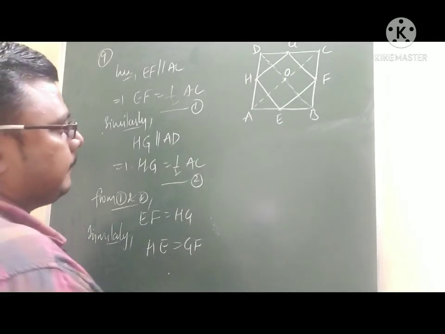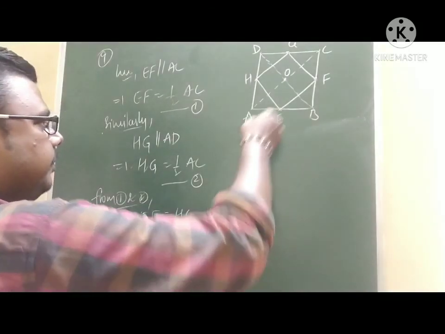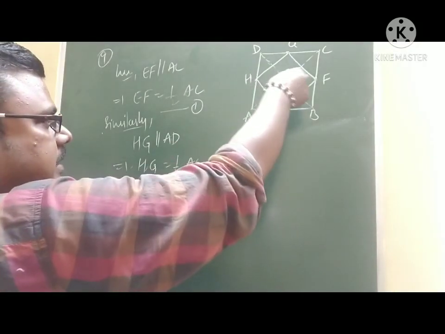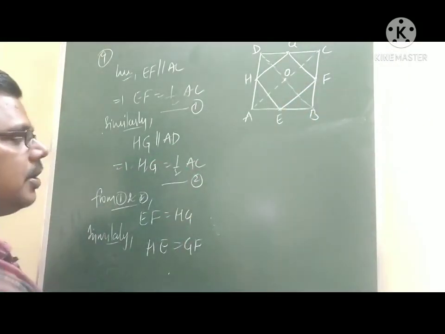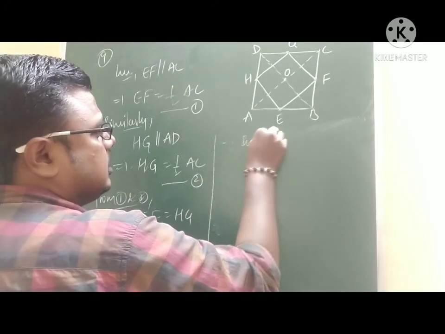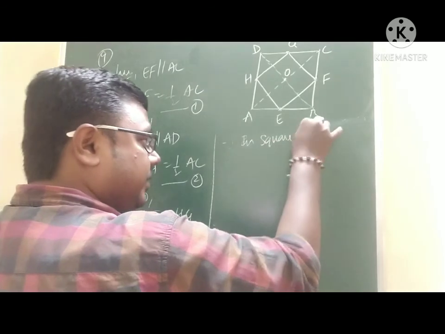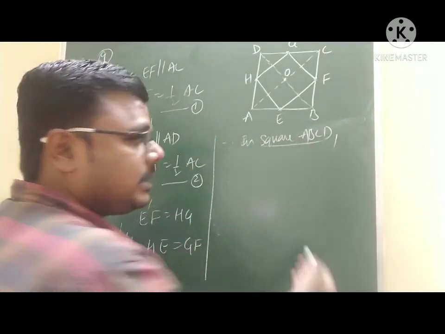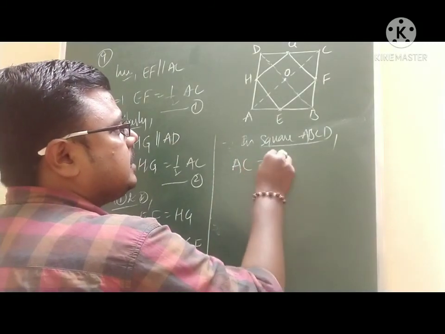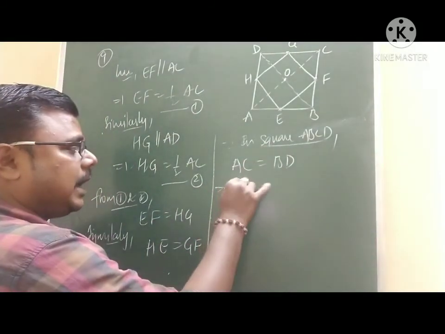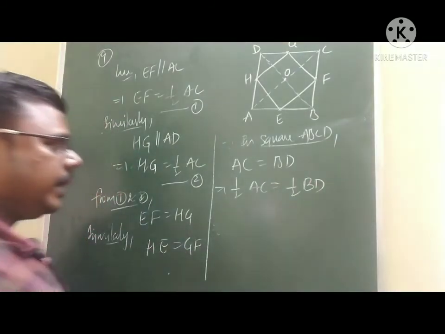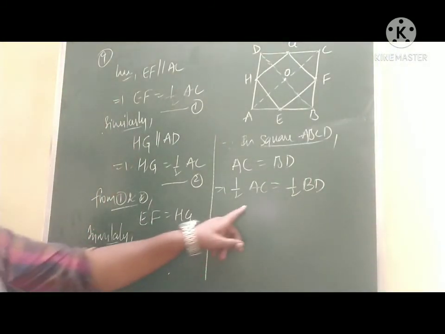So here we have opposite sides equal, right? Now if I can prove any one of the adjacent sides is equal, all the sides will be equal, right? Since they have given ABCD is a square, in a square the diagonals are equal. So we can write AC is equal to BD. Now if I apply half on both sides, half AC is equal to half BD.